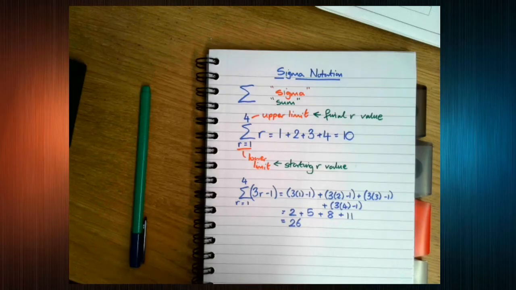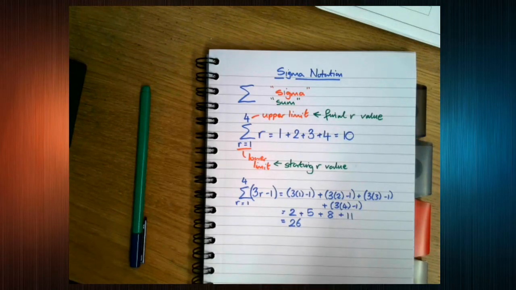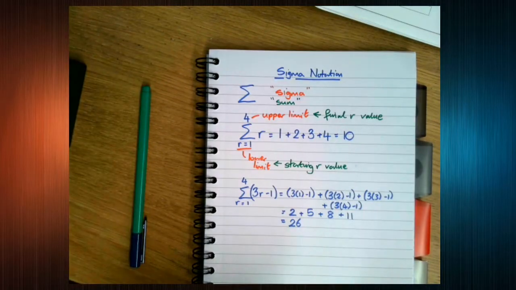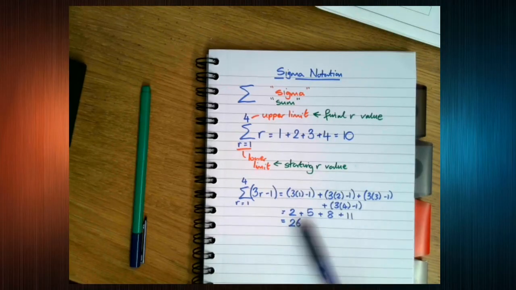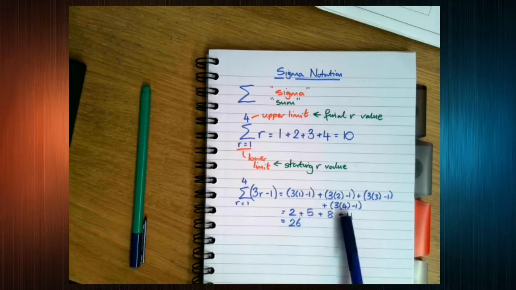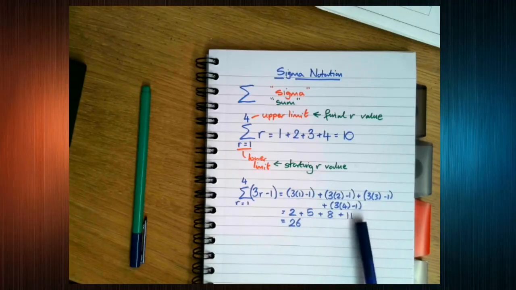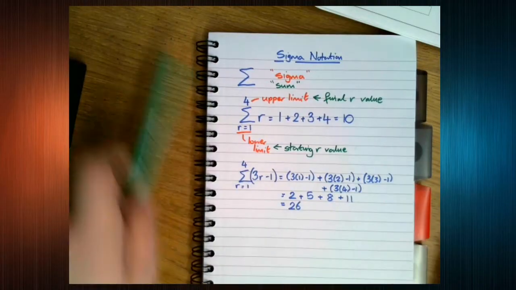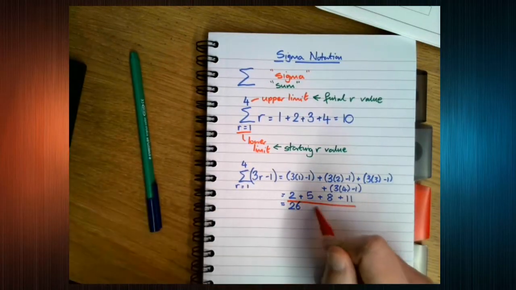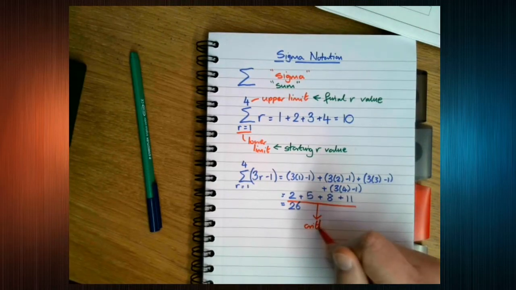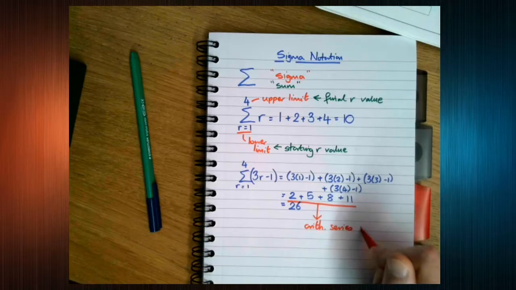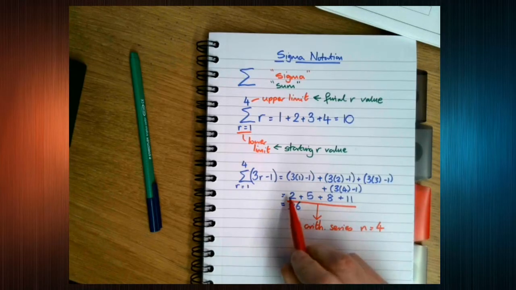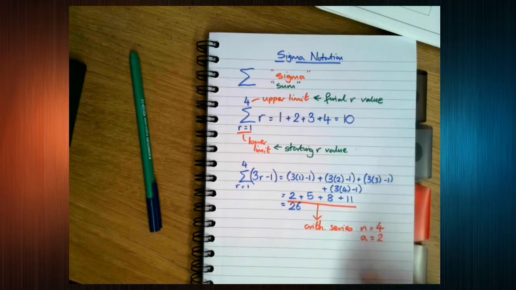If you notice, this example here is an arithmetic series. 2, 5, 8, 11. It's an arithmetic series with 4 terms, with n equals 4. Your first term is 2, and the common difference is 3.